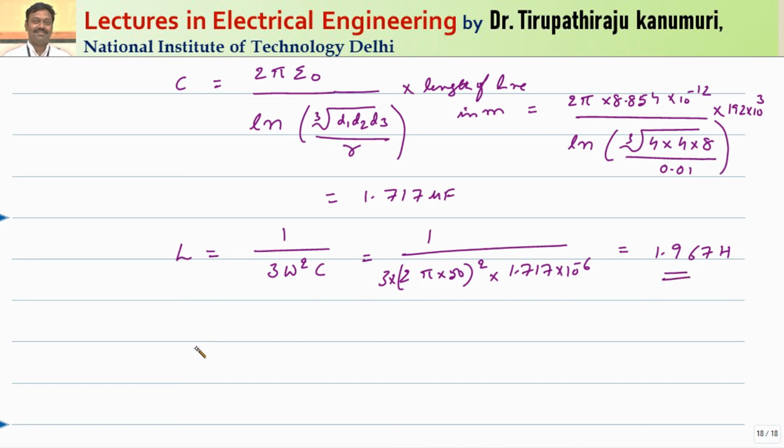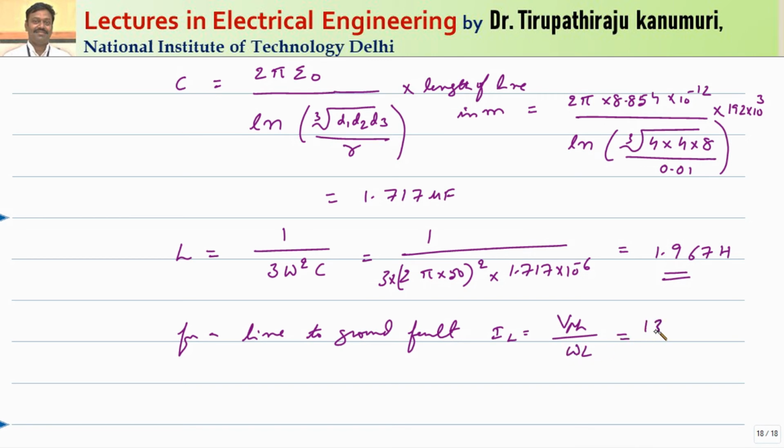And the second one asks what is the rating of the Peterson coil. The rating of the Peterson coil will be the fault voltage multiplied by the fault current that will pass. So for a line to ground fault, the value of the fault current, let us take it as IL or IF, whatever you take, will be equal to the fault phase voltage divided by XL. XL is nothing but omega L.